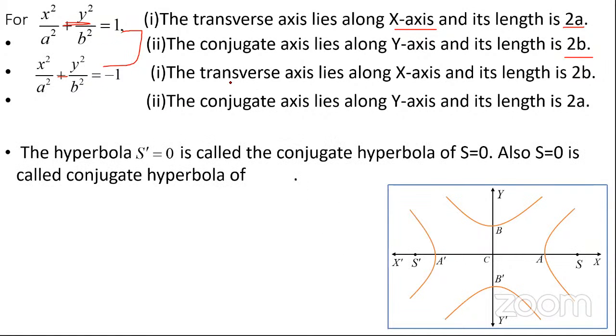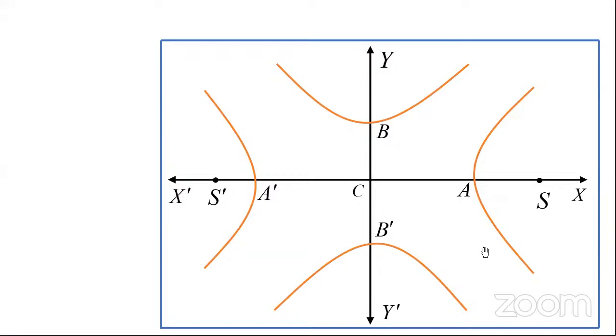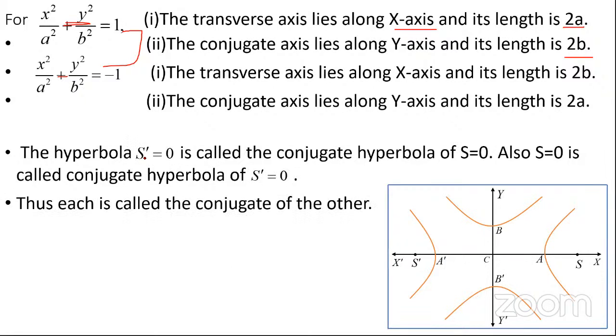Here, just this is a hyperbolas, conjugate hyperbolas. So this is the figure. So next, the hyperbola S dash equal to 0 is called the conjugate hyperbola of S equal to 0, as S equal to 0 is called the conjugate hyperbola of S dash equal to 0. Here it clearly says that the hyperbola S dash equal to 0 is called the conjugate hyperbola for S equal to 0. Similarly, S equal to 0 is the conjugate for S dash equal to 0. Interchanging. Thus, each is called the conjugate of the other.